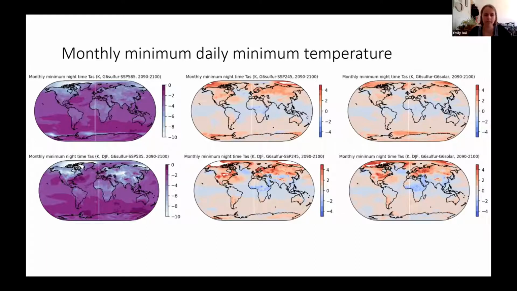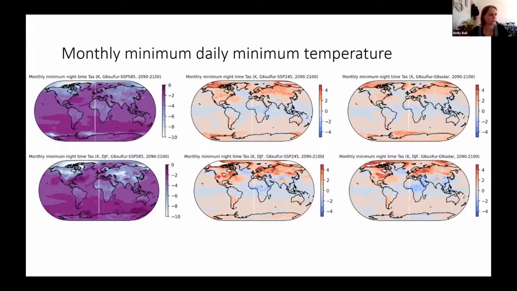as basically the geoengineering experiments try to keep the mean surface temperature equivalent to the SSP245 temperature that you see.